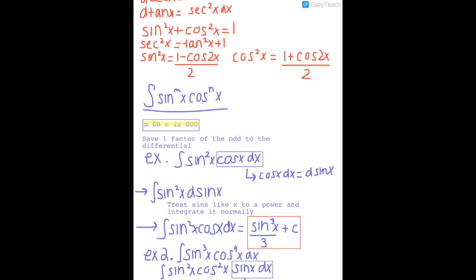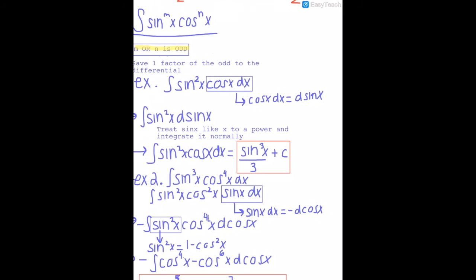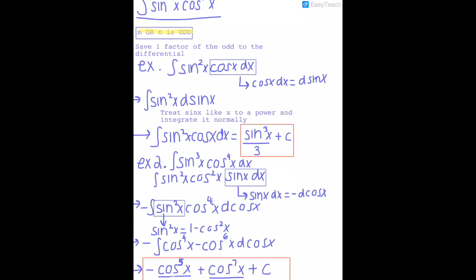So notice how cos x dx is equal to d sine x. So you just substitute that and treat sine x like x to a power and integrate it normally. So this integral equals sine cubed over 3 plus c. I'm going to skip over this example, but it's self-explanatory.